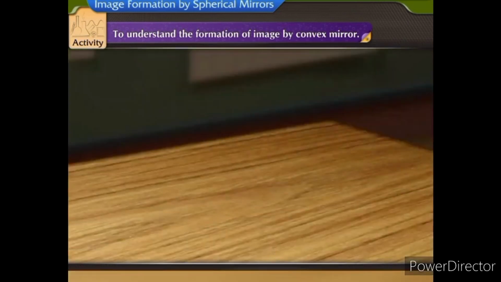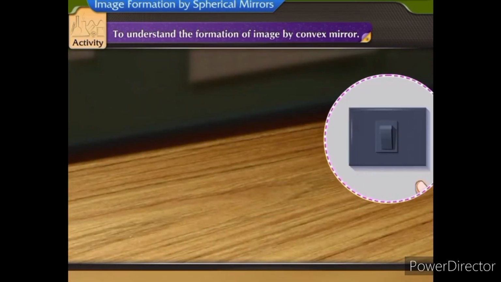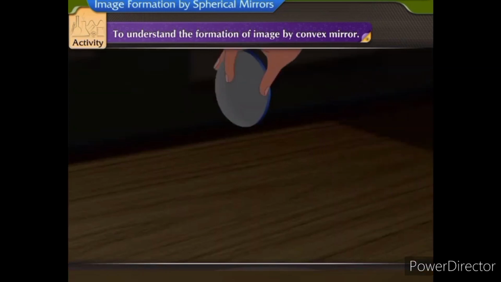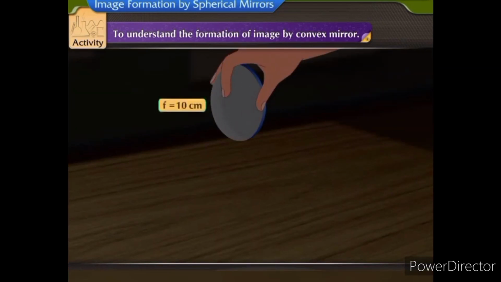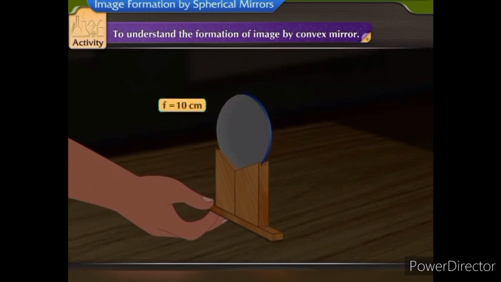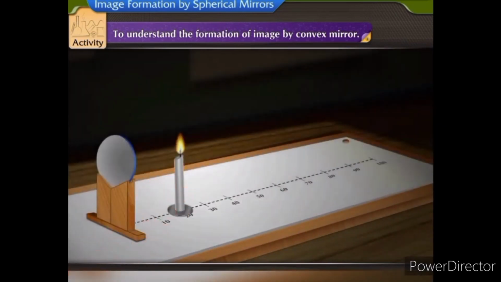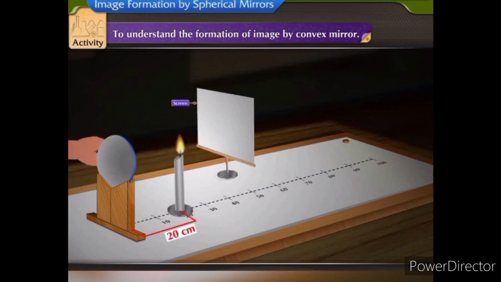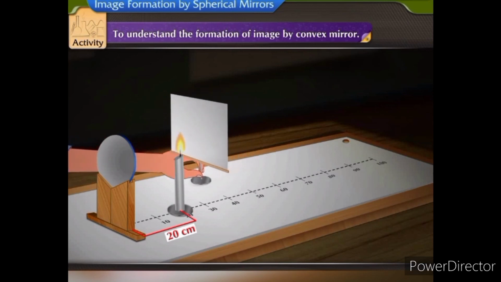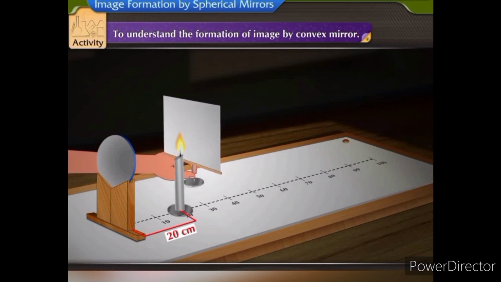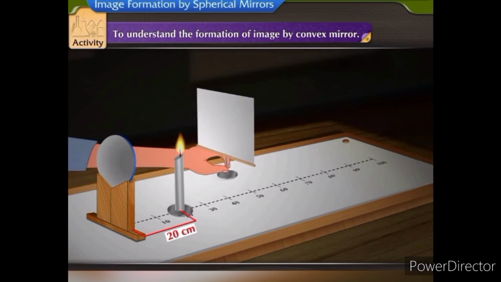Let us perform an activity to understand the formation of image by convex mirror. Make sure that you perform this activity in a dark room. Place a convex mirror of focal length 10 centimeters on a stand. Keep a lighted candle on one side of the mirror at any distance, say 20 centimeters from the mirror. Place a screen in front of the mirror. Now, move the screen forward and backward, and try to obtain the image of the candle flame on the screen.